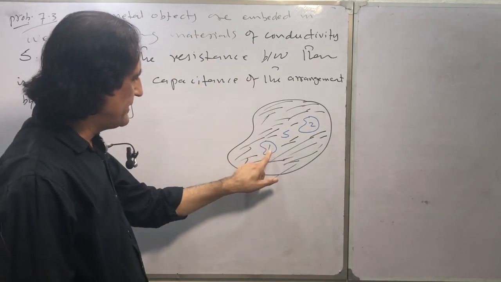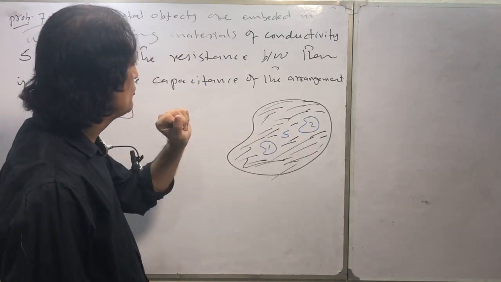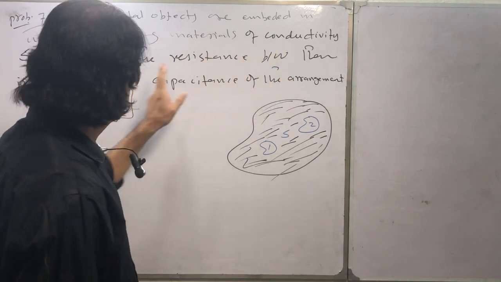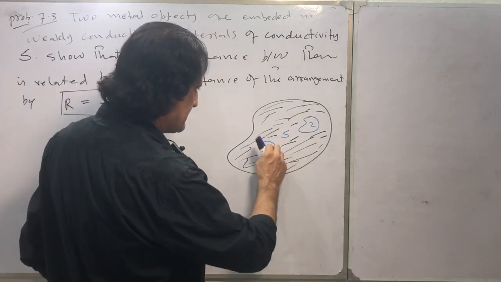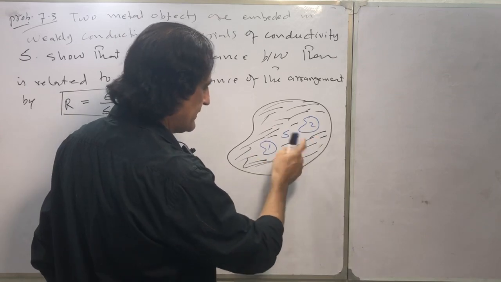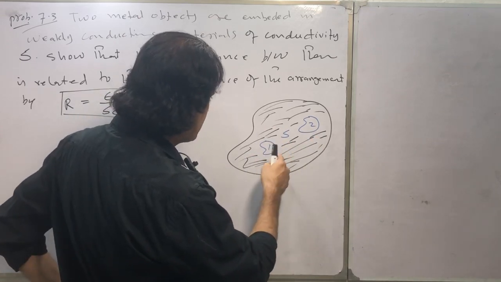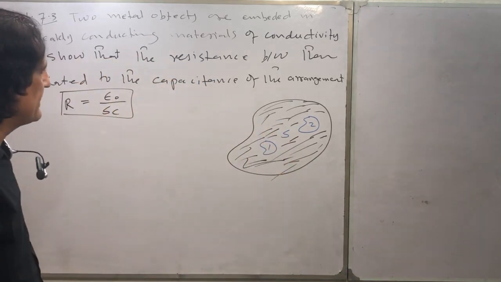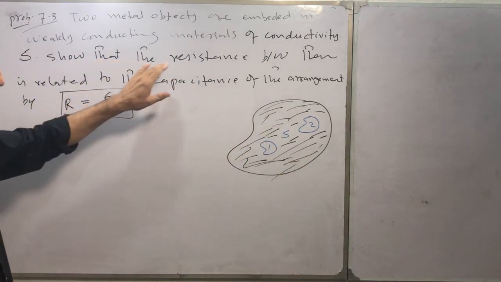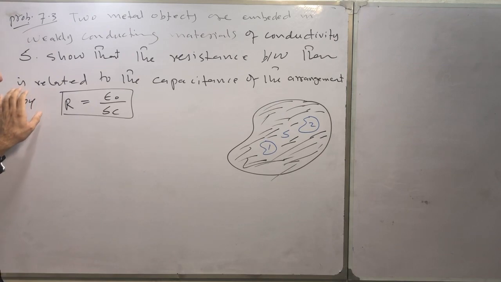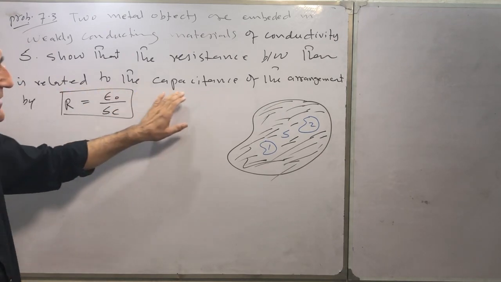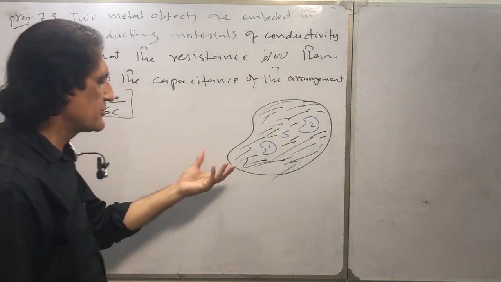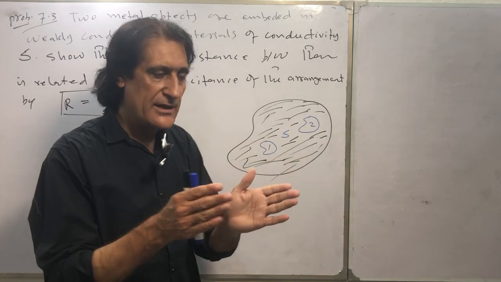We have two metal objects, 1 and 2, embedded in a weakly conducting material of conductivity sigma. This has been placed in a weakly conducting material which has conductivity sigma. Show that the resistance between them is related to the capacitance of the arrangement by the given relation. This looks like a capacitor.